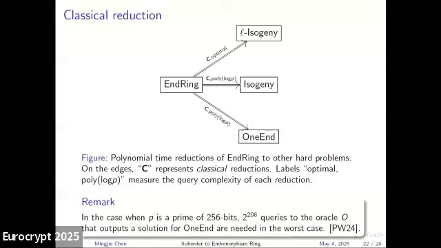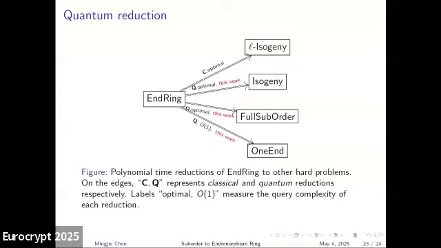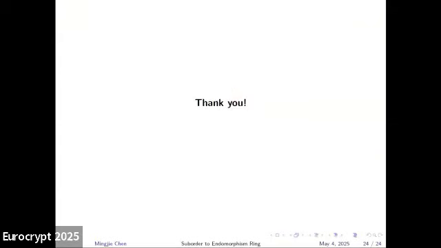So there are classical reductions between these hard problems. But one thing that we need to pay attention to is the query complexity of these reductions. For instance, for the reduction from EndRing to OneEnd, the query complexity is polynomial in log p. And our paper can give you a quantum version of these reductions, and this makes the reductions a lot tighter, going from poly log p to a constant number of queries. I guess that's all I want to talk about. Thank you.